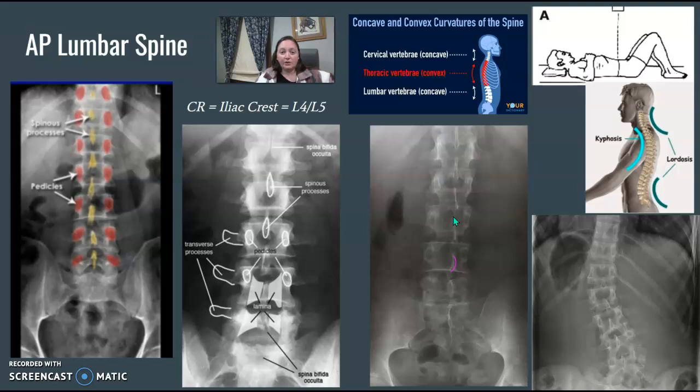Patients who have scoliosis, their spine is going to be at a curve, or that S curve. What you'll notice is this spine is actually not rotated. It might be curved, but the spinous processes are still coming down the middle. So that's just something else that you might see on your AP lumbar spine.